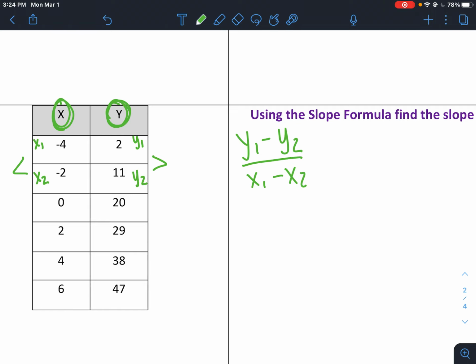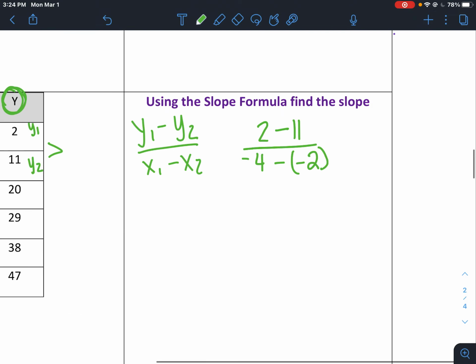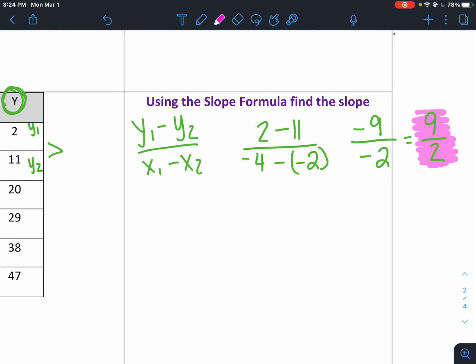Y1 is 2 minus y2, which was 11, over x1, which is negative 4, minus x2, which is negative 2. So we've got 2 minus 11, that's negative 9, over negative 4 plus 2, which gives me negative 2. A negative over a negative makes a positive number, so we have 9 over 2. That is my slope, that is my final answer.